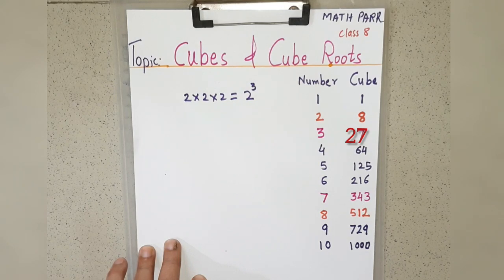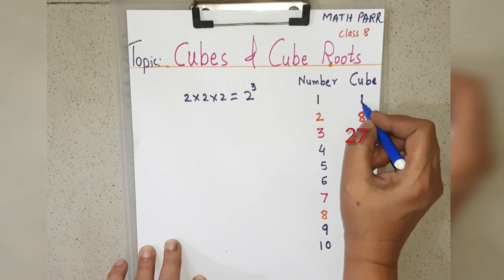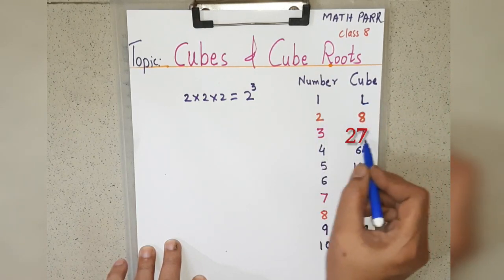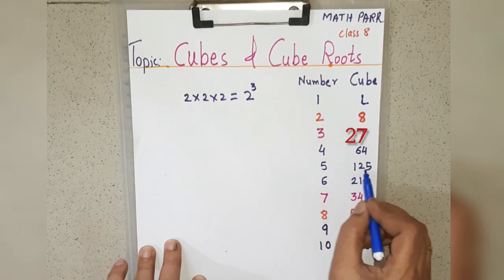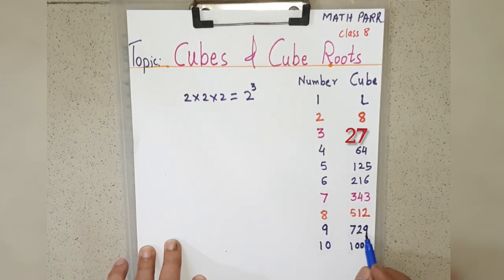Now what do you observe here? Look at the odd numbers. The cubes of odd numbers are odd. Cube of 1 is 1. Cube of 3 is 27, 7 is odd. Cube of 5 is 125, odd. Cube of 7 is 343, odd. Cube of 9 is 729, odd.